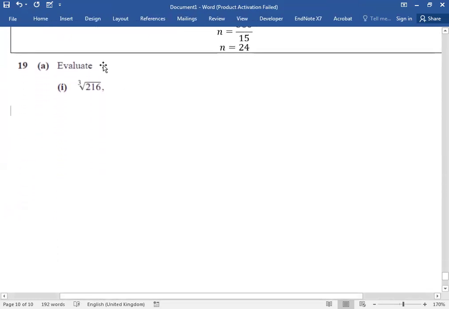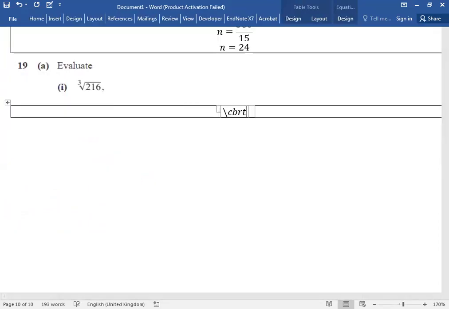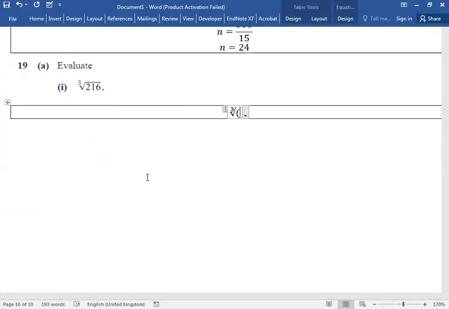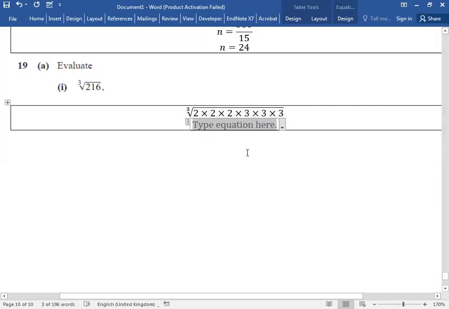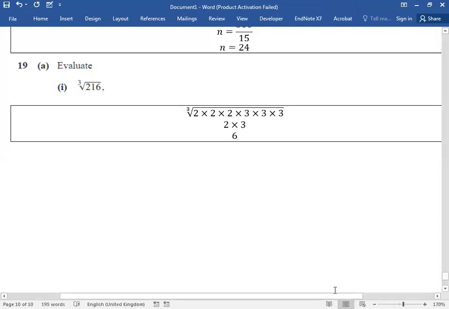The next question says evaluate the cube root of 216. How do we evaluate the cube root of 216? We first do the prime factorization of 216. Very good. Tell me what do you get when you do the prime factorization of 216? 2 into 2 into 2 into 3 into 3 into 3. Obviously, you can write it as 2 cube and 3 cube as well. 2 also comes out, 3 also comes out, so we get 6.